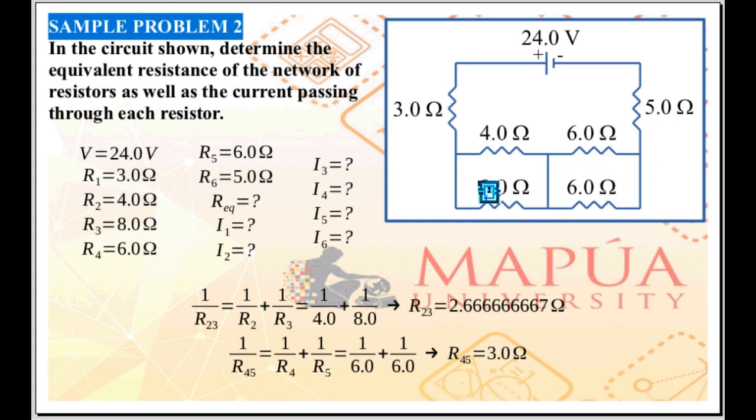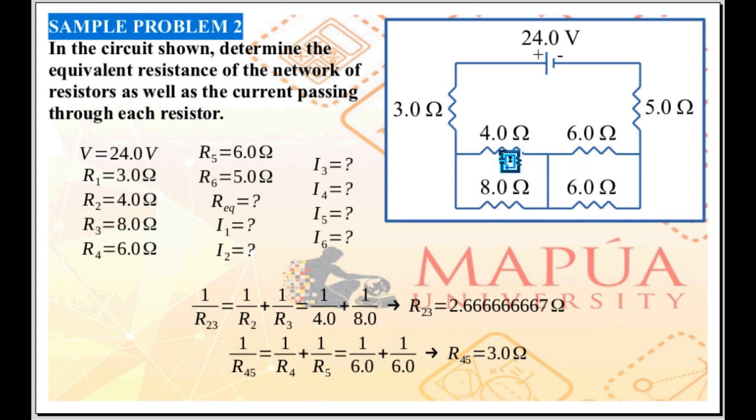We have the following resistors. Let R1 be the 3 ohm resistor. R2 is the 4 ohm resistor. R3 is the 8 ohm resistor. R4 and R5 are the 6 ohm resistors. And the remaining resistor, the 5 ohm resistor, let that be R6. So we have R1, R2, R3, R4, R5, and R6.